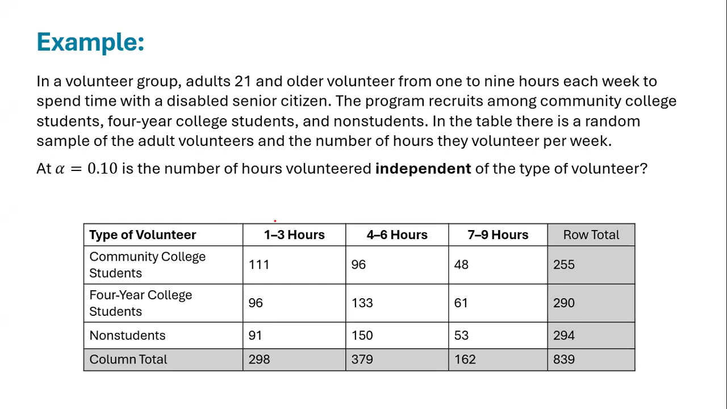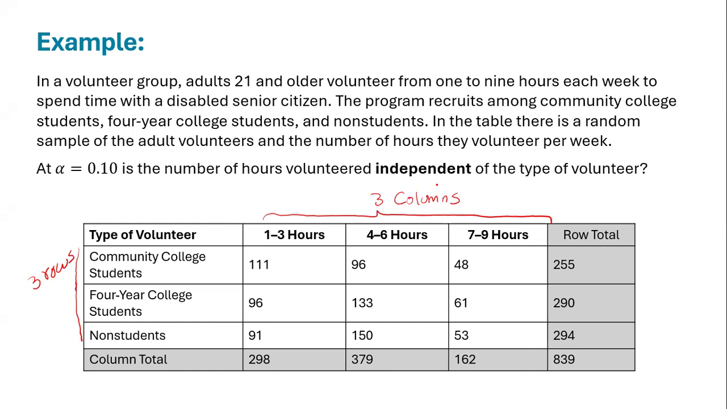So we have 2 variables. The type of students, whether they are community college students, four-year college students, or non-students, which is 3 rows. That means the type of volunteer is classified into 3 different categories. And the number of hours they volunteer per week is also classified into 3 categories. So all these numbers are the observed frequency.